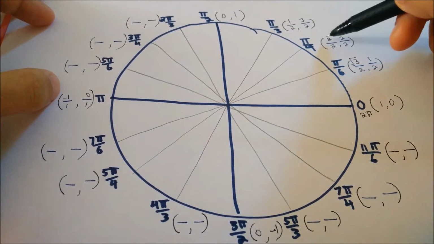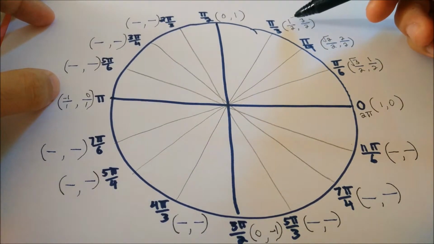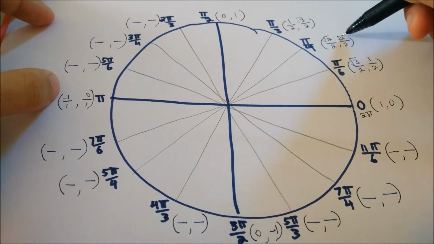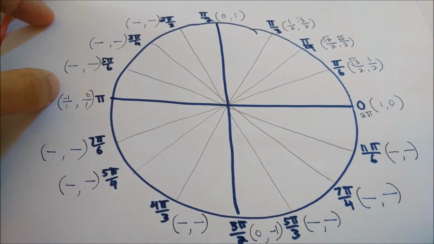So this would be the square root of 3, this would be the square root of 2, the square root of 1 is 1, so I can leave that, and then the square root of 3 is 3, the square root of 2 is 2, and again the square root of 1 is just 1, so you leave that.